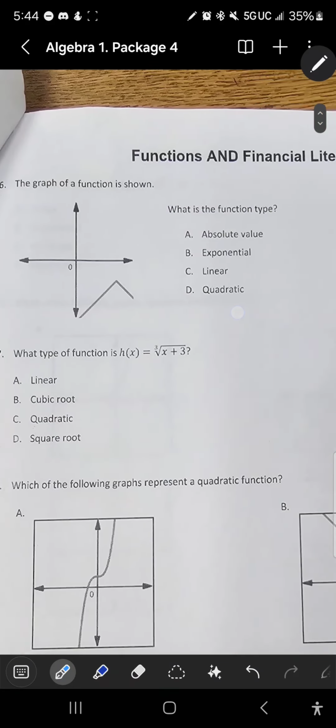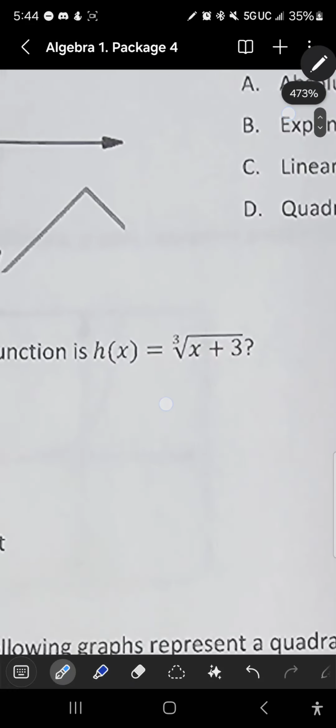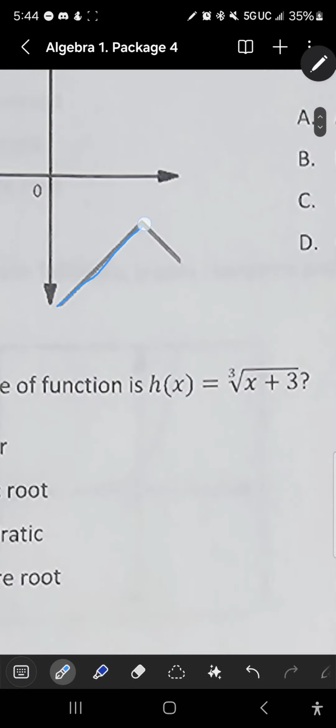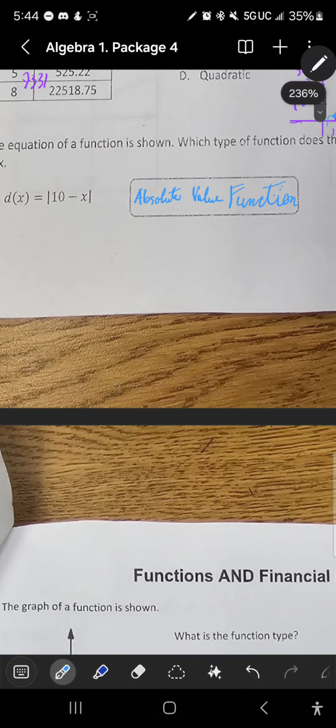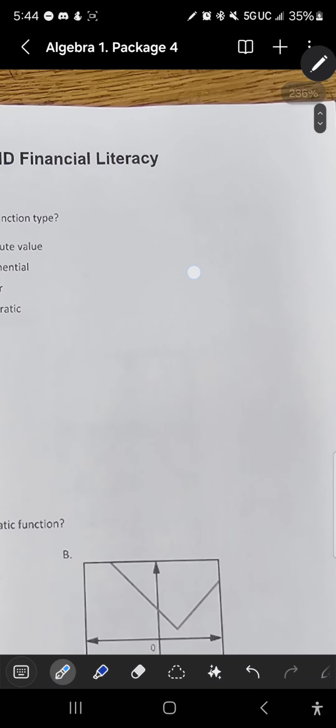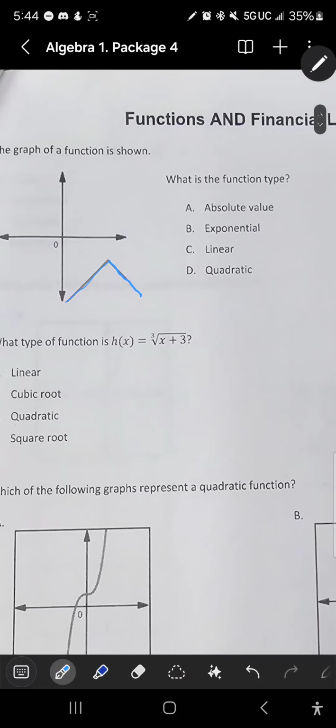Now let's see 6. The graph of a function is shown. As you can see here, this is the graph. There are 2 straight lines that intersect. That's basically what I have been drawing the whole day. I don't know why they love absolute value equations so much. But yeah, it doesn't matter that it's to the side. There just needs to be 2 straight lines together. So, absolute value equation.